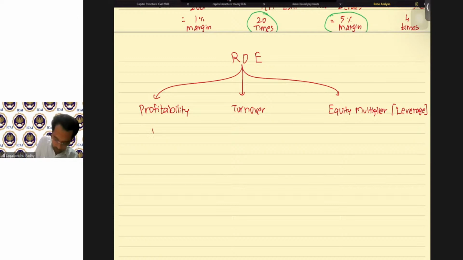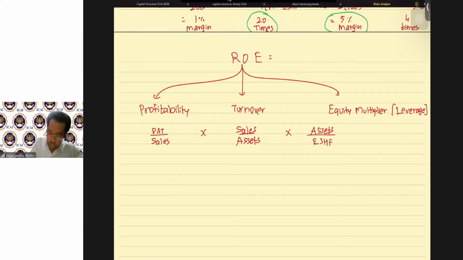So profitability is PAT upon sales. Profitability is denoted as what? PAT upon sales. Over here, turnover we are going to say as sales upon assets, and equity multiplier is the total value of assets divided by the equity shareholders fund.